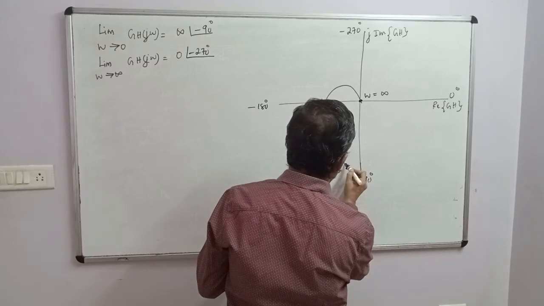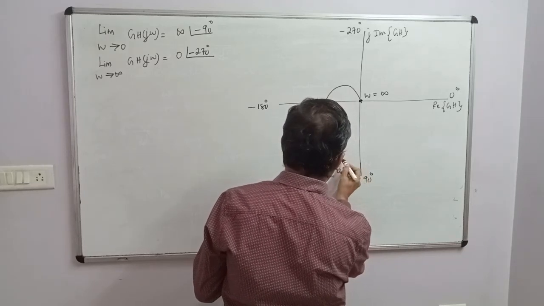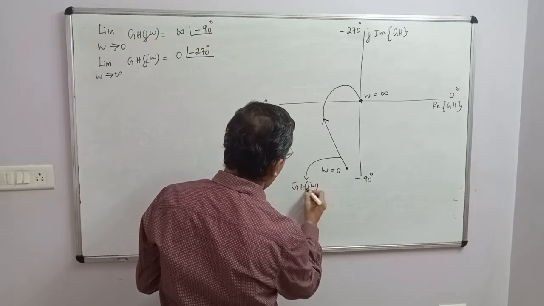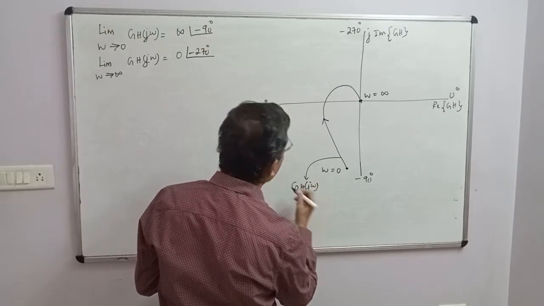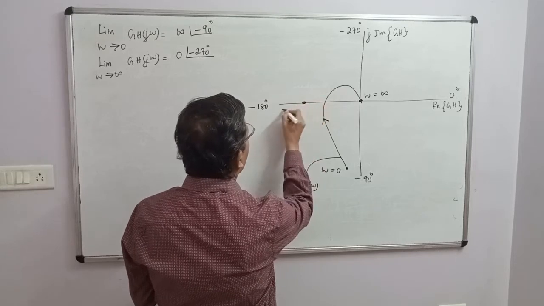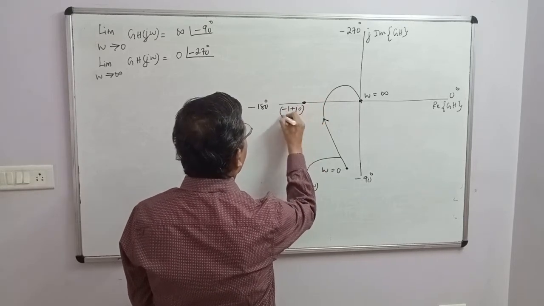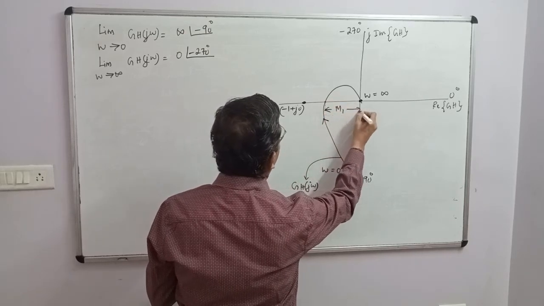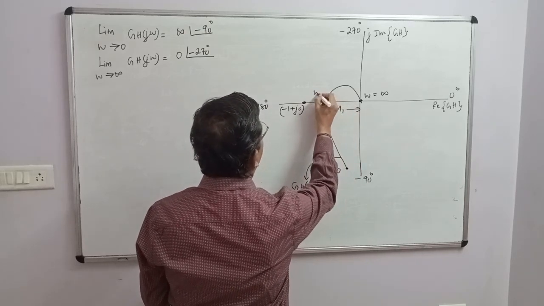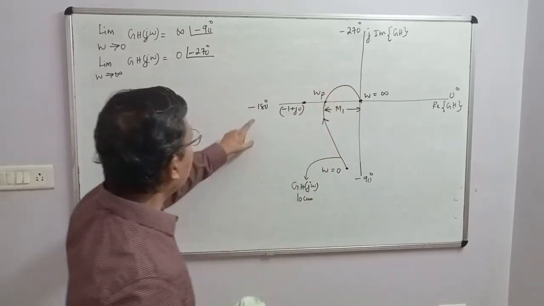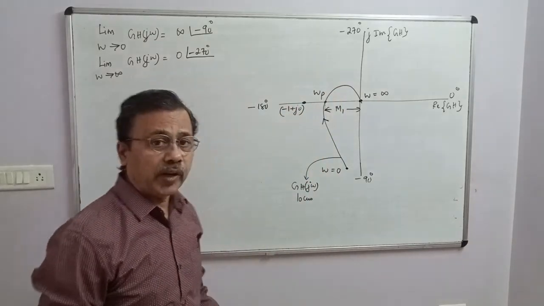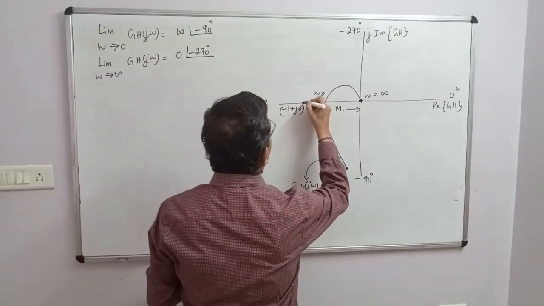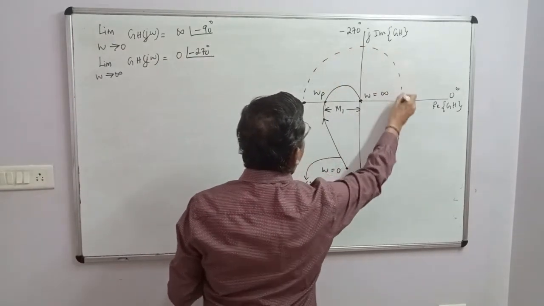This is called GH of j omega locus. Let us assume that this is minus 1 plus j0 point. I'll assume this magnitude to be m1. The frequency at which GH of j omega is minus 180 degrees is called phase crossover frequency and is denoted by omega p. Let me draw a circle of unit radius.